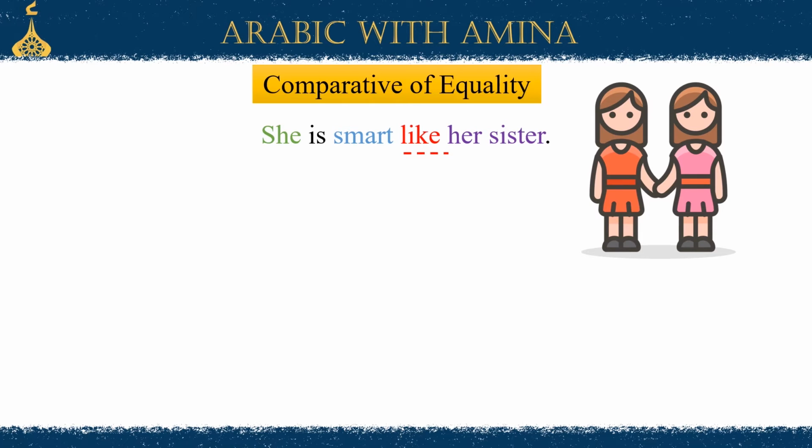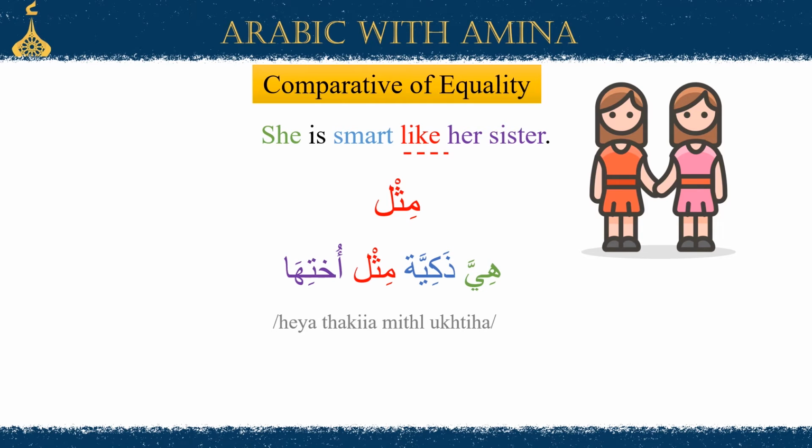And in Arabic, the word like would be مثل. So we are going to say هي ذكية مثل أختها. She is smart like her sister. Comparative equality is pretty straightforward and simple. We use the word like, which is مثل.